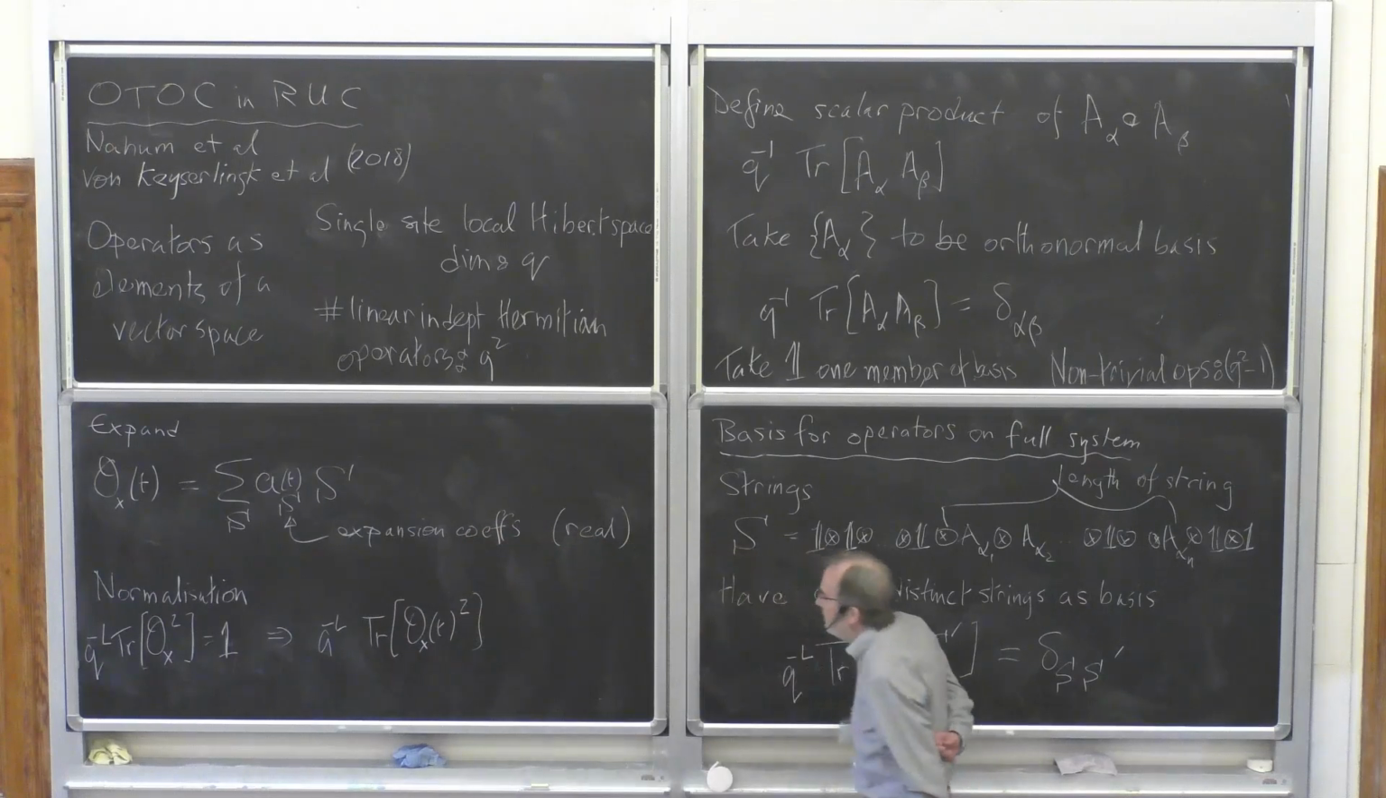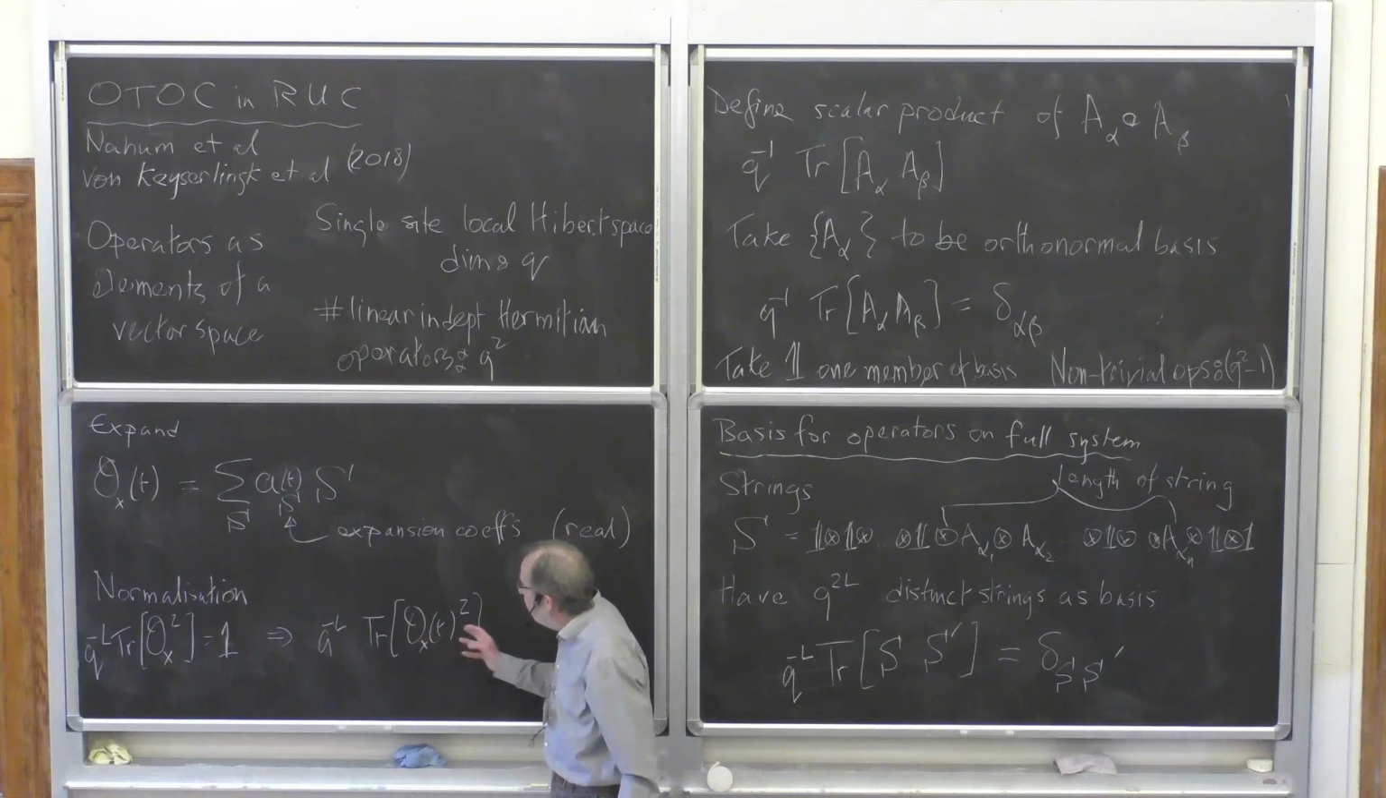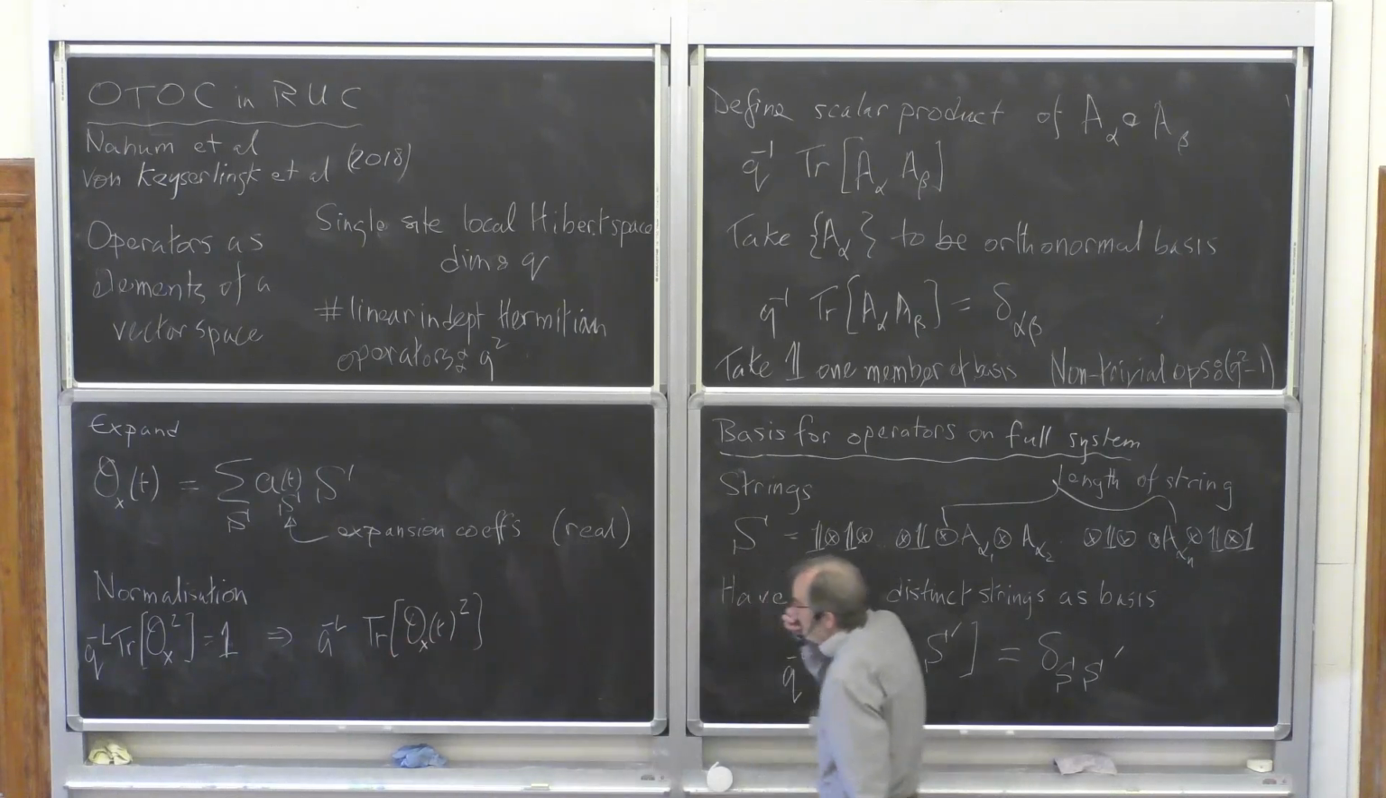Because obviously if we think about the time evolution operators that appear here, then when we take the trace of the square, they all cancel.